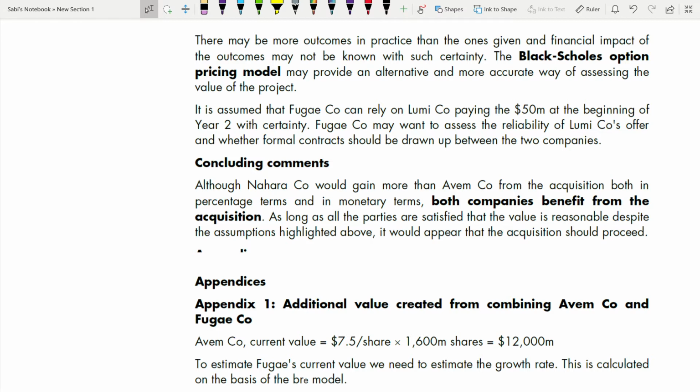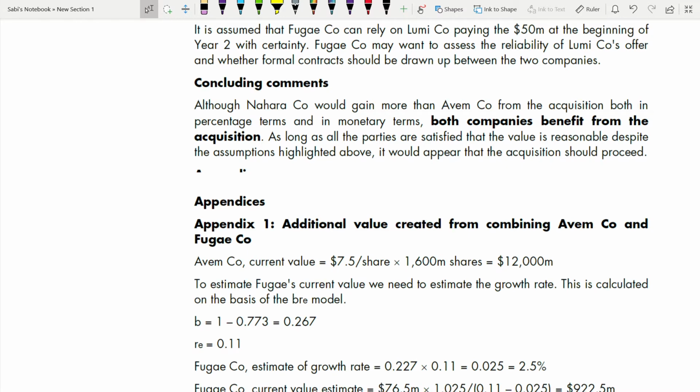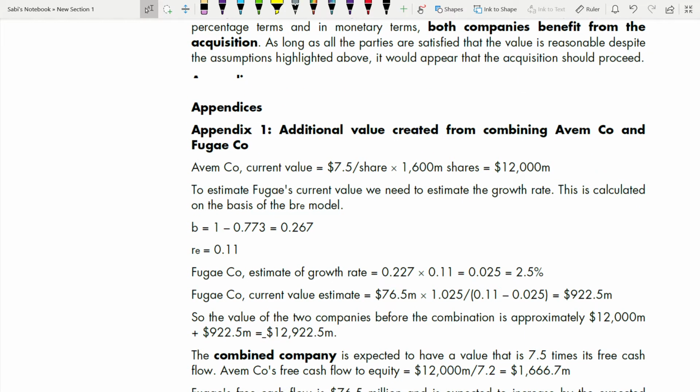Now coming to appendix. Appendices. Appendix 1. Additional value created from combining Avem and Fugoi. So this additional value when you have to create, combining this and this, what is your starting point? Your starting point should never be the combined company's value. Your starting point should be the individual company's valuation first. First calculate the two companies' values, then find the combined value.